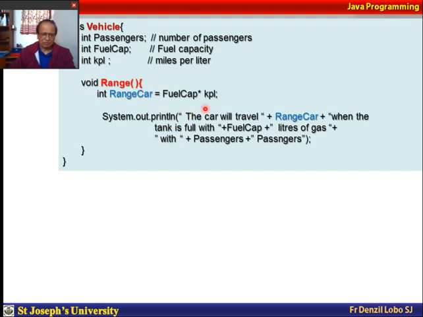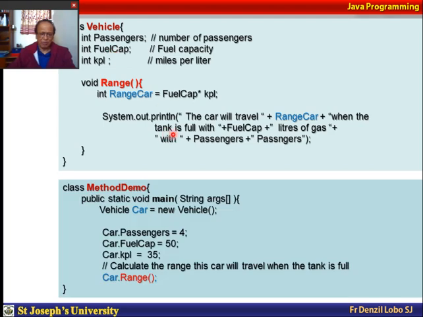I multiply that, and then I display that the car will travel so many kilometers for so much fuel cap with so many passengers. So this is the prototype of the object class vehicle. Now we are going to use it in the class method demo. So I am going to have a demo for method.